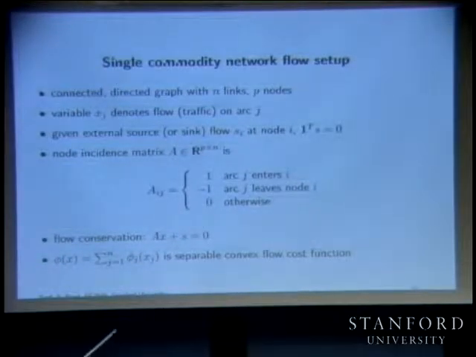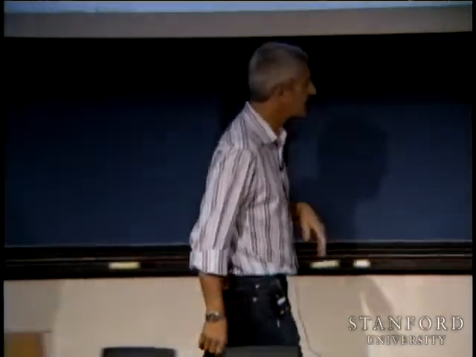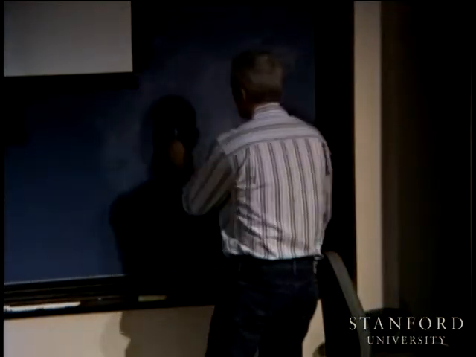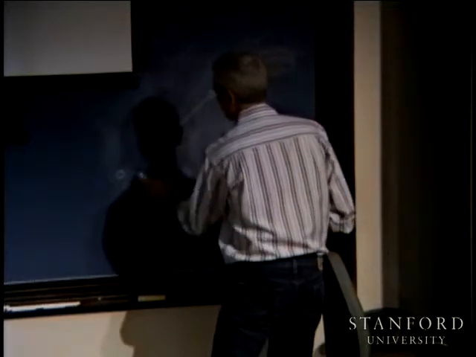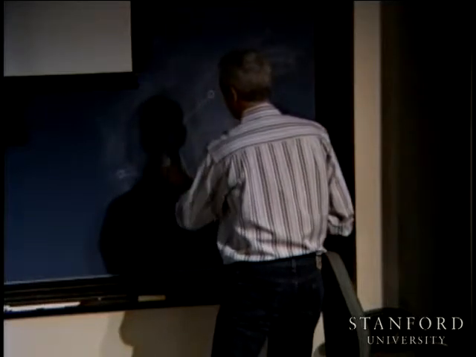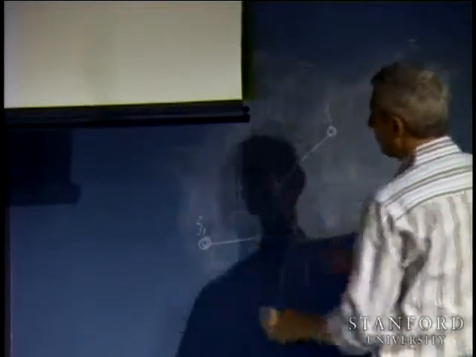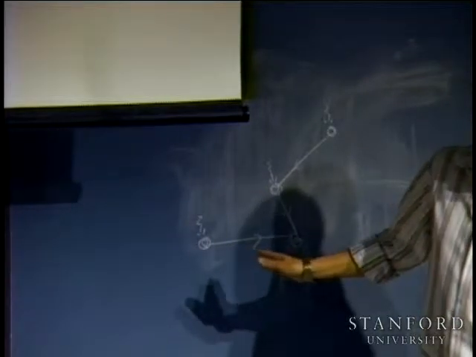Flow conservation says this. It's Ax plus s is 0. So if you look at Ax, let's just write it down to get the picture here. You've got a bunch of nodes like this, and you have directed edges like that, and then each one has an external flow into it. By the way, these edges do not mean that the flow has to go in that direction. It's simply a reference direction, like in an electrical circuit.